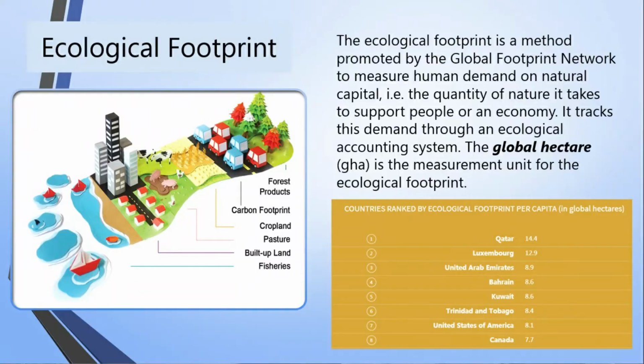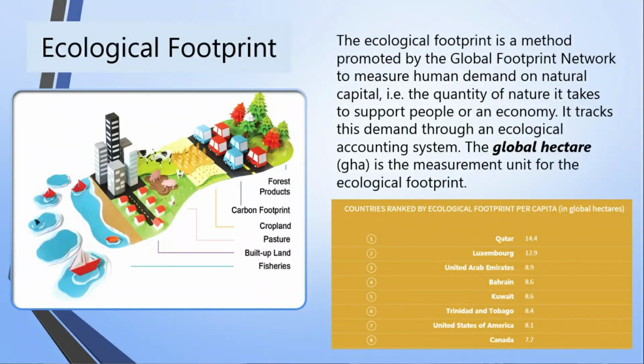The ecological footprint. What is this about? The ecological footprint is a method promoted by the Global Footprint Network to measure human demand on natural capital. That means the quantity of nature it takes to support people or an economy. It tracks this demand through an ecological accounting system. The global hectare is the measurement unit for the ecological footprint.